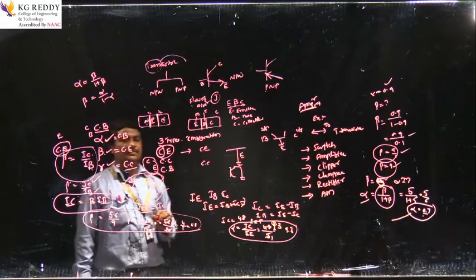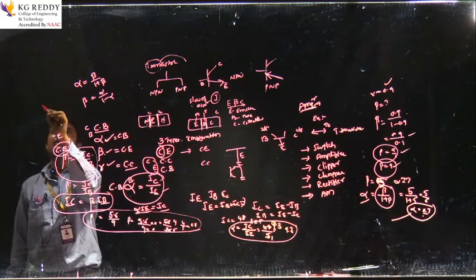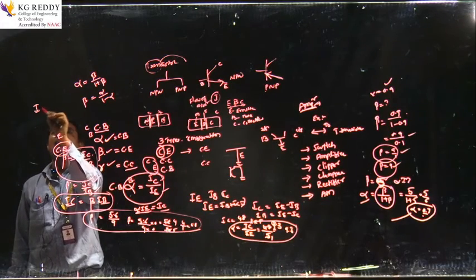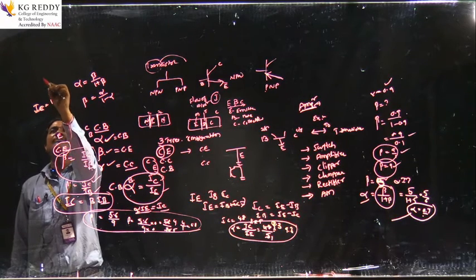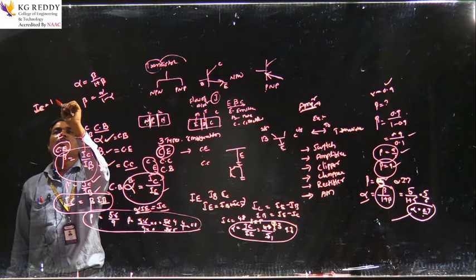Now let us take IE. Only two currents are given, find out one more current. IE equal to the relation IB plus IC.